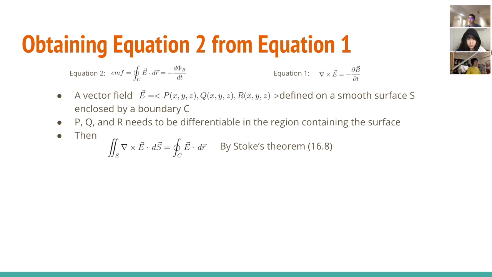The left-hand side is the double integral over a surface, and the right-hand side is a loop integral over the boundary. And since we have this formula, we can substitute the left-hand side of Stokes' theorem with equation 1, and we can get this formula.